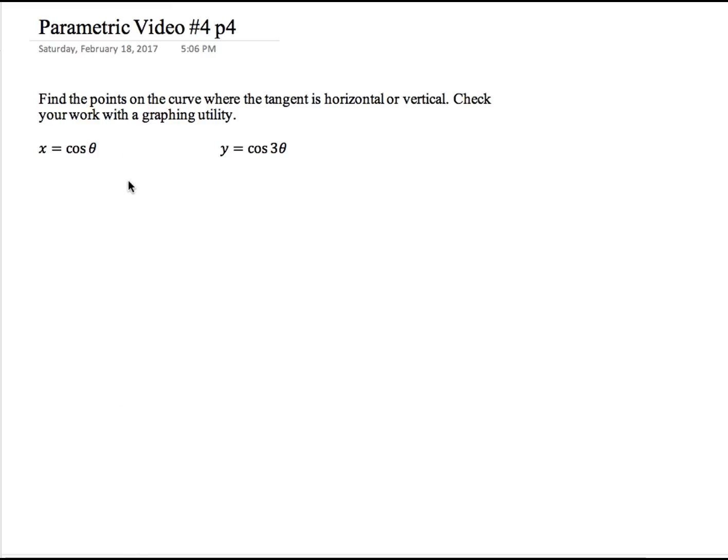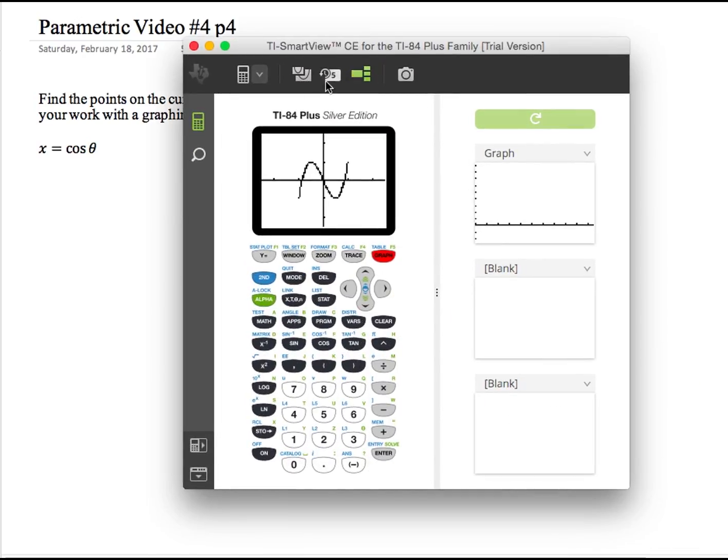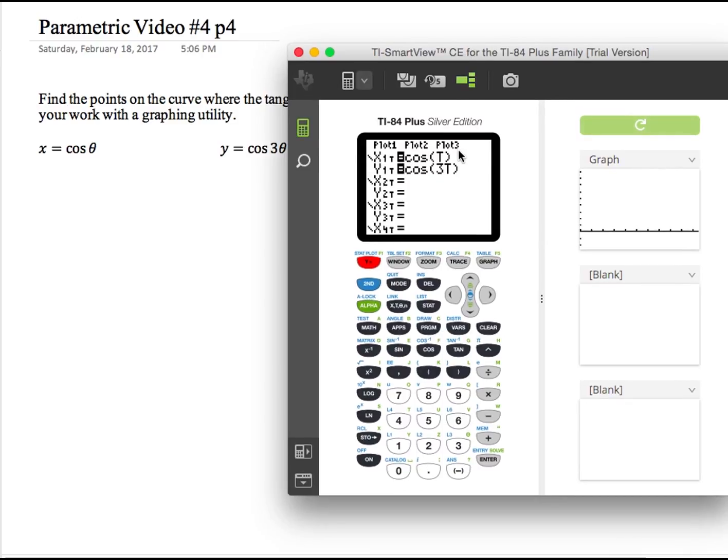So in this last example, I thought we'd look at another problem where we check for and find spots where we are horizontally or vertically tangent to a parametric curve, and then we'll go ahead and check it with our graphing utility. So first, let's just look at our graphing utility. I think I already plugged this in. You can see it's in there already: 3 cosine of the parameter and cosine of 3 times the parameter. So let's go to the graph.